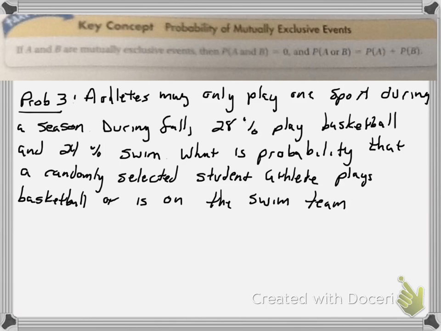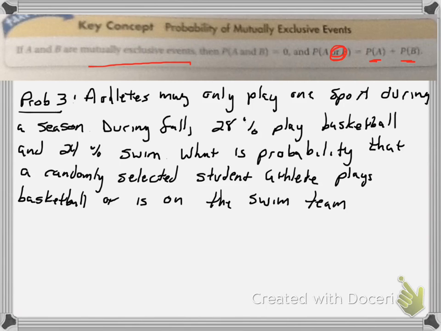In this one, we're talking about probability of mutually exclusive events. If A and B are mutually exclusive events, then A and B equals 0. Mutually exclusive events means there's no overlap whatsoever. So again, the key word here is or, and what does or tell me? Probability of A plus probability of B.